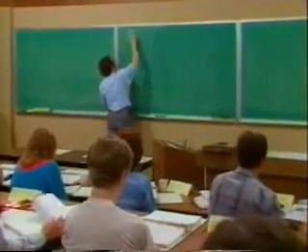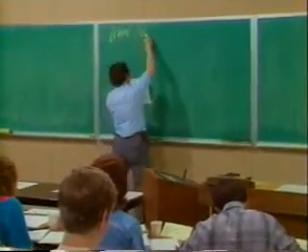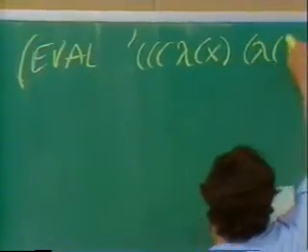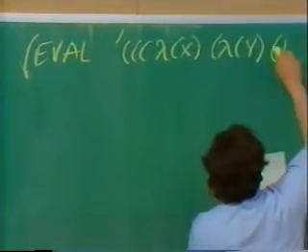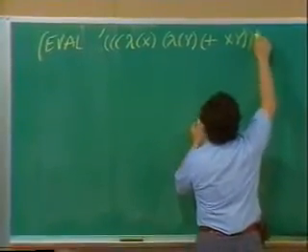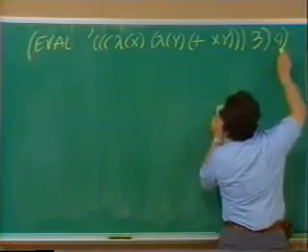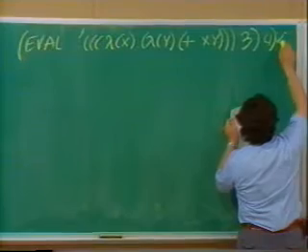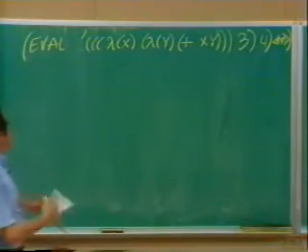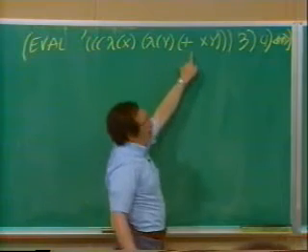It's the evaluation of, quote, open, open, open, lambda of x, lambda of y, plus x y, lambda, lambda, applied to 3, applied to 4 in some global environment which I'll call E0. So what we have here is a procedure of one argument x which produces as its value a procedure of one argument y which adds x to y.